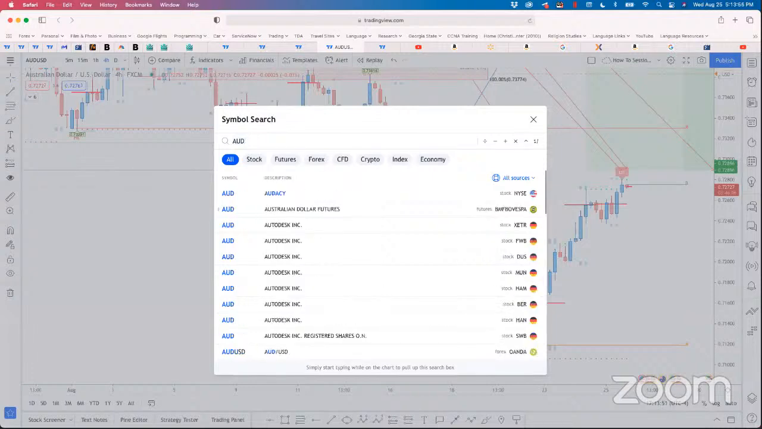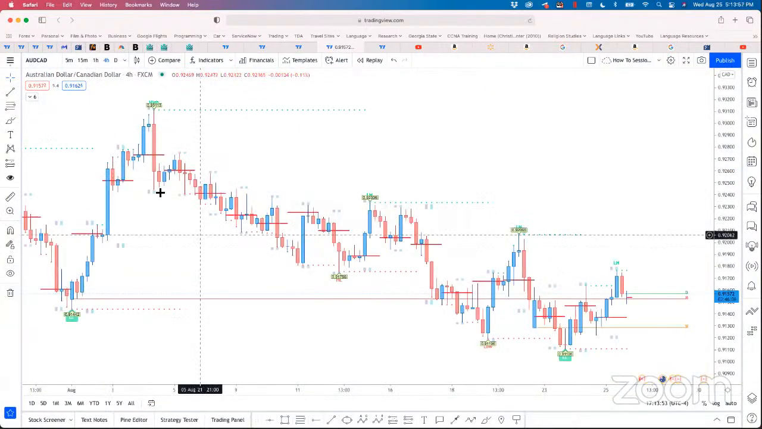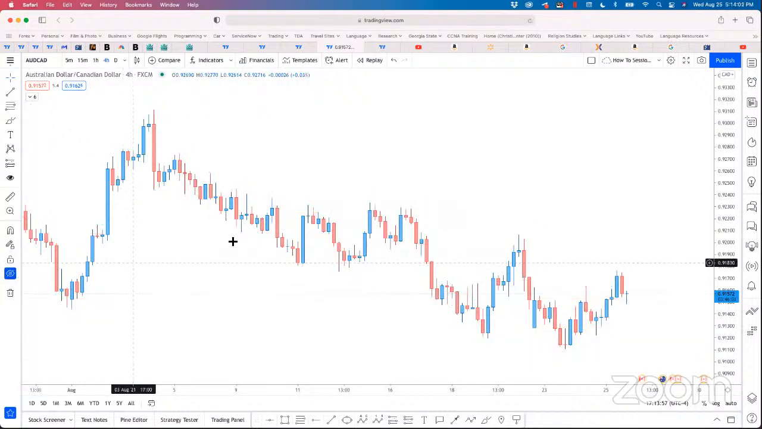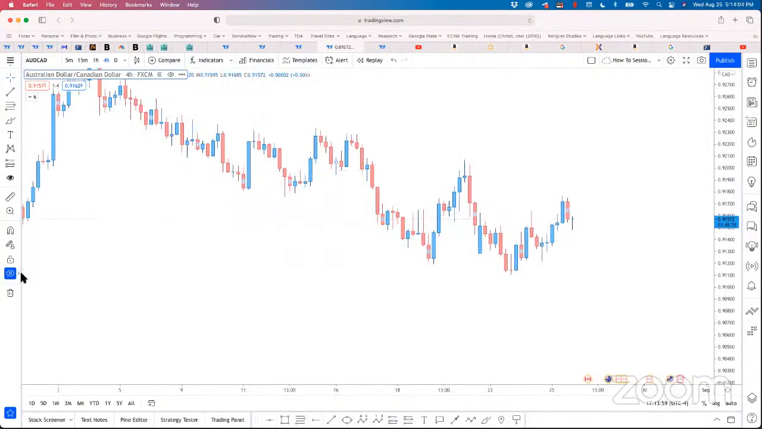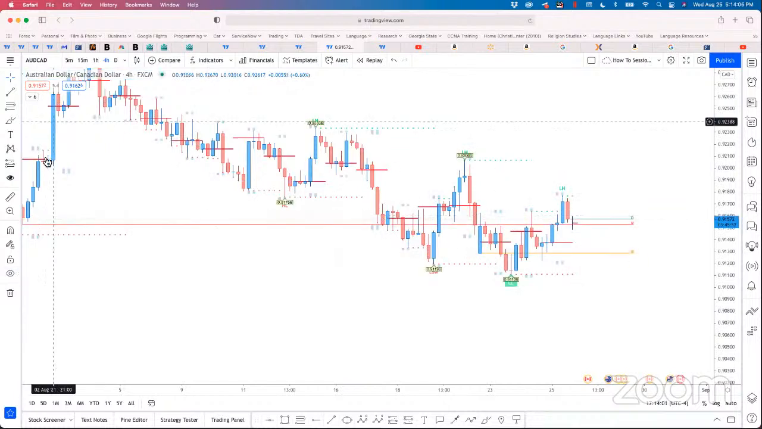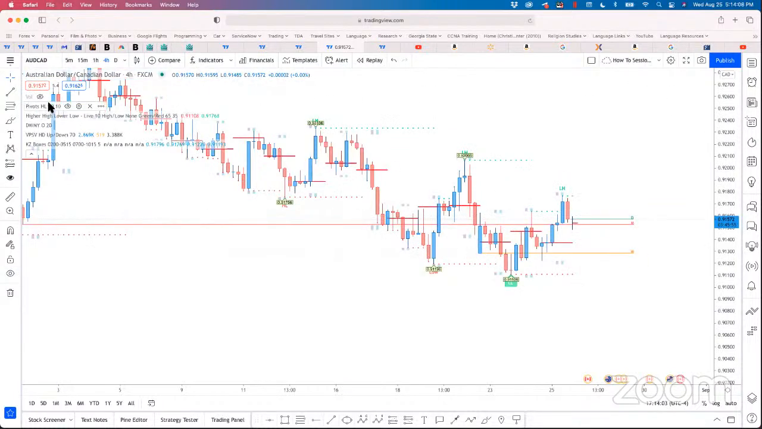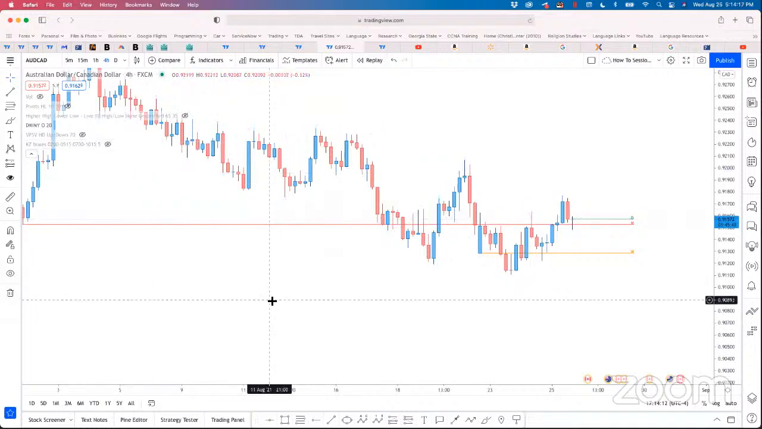So let's go to ACAD. Never look at this. And then let's get rid of everything. We don't need any of these. All right, cool. And let's look at some structure, right?